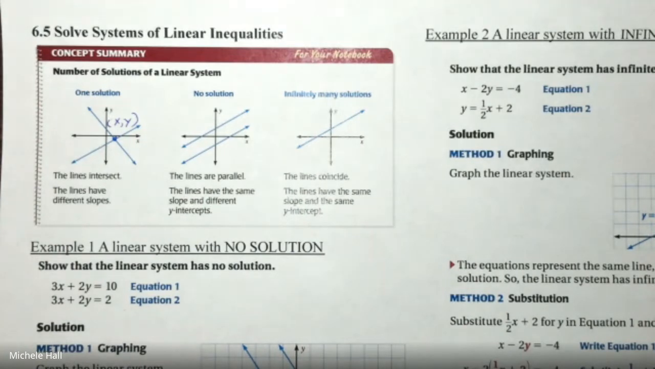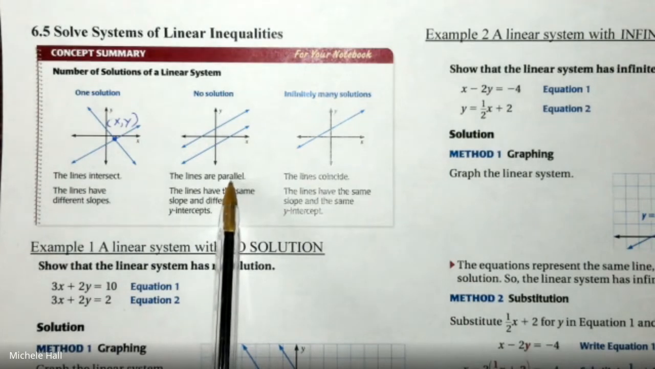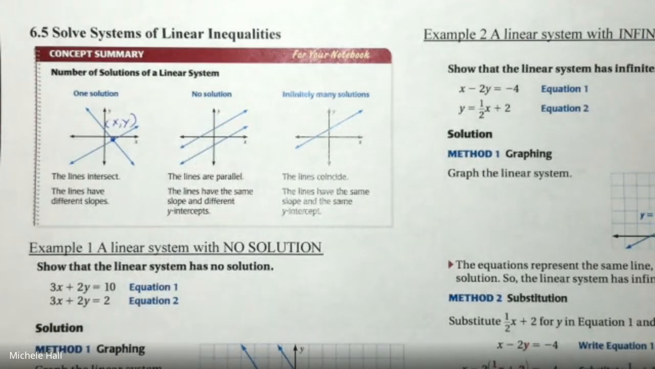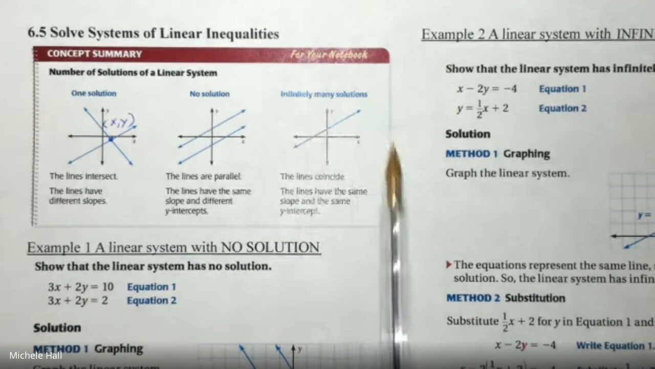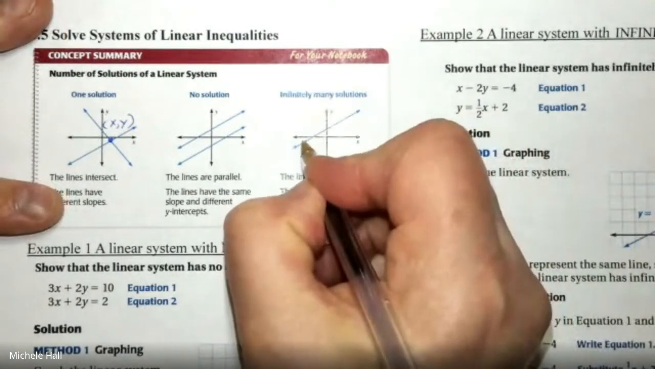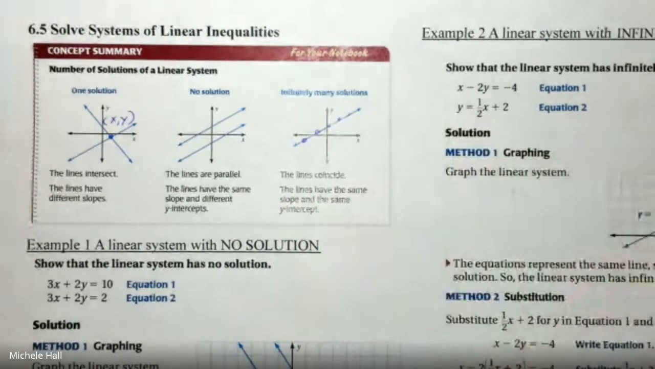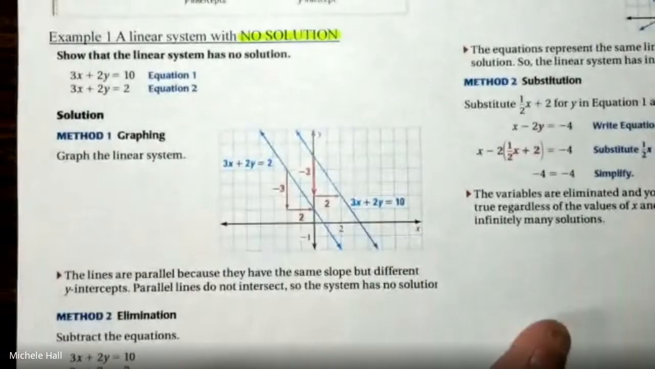Now we're going to see that when we have two lines and they're parallel, they're not going to intersect at all. That means that there is no solution. And finally, when we have lines that land on top of each other because they're the exact same line, there's going to be infinitely many solutions because one line has landed right on top of another one, and all of the points on those two lines are lining up. Infinitely many solutions.